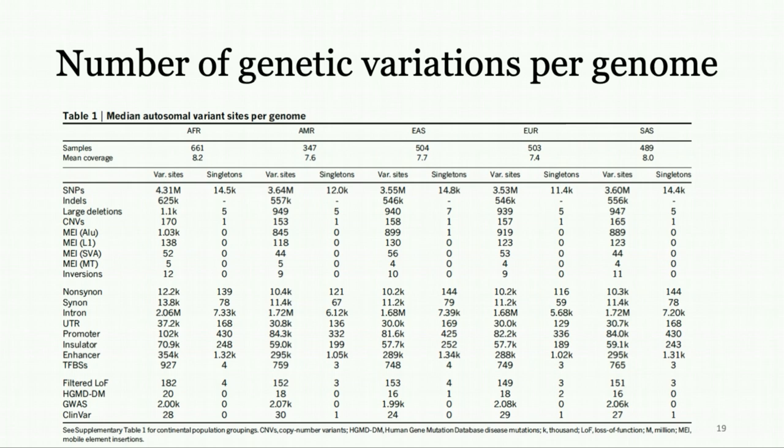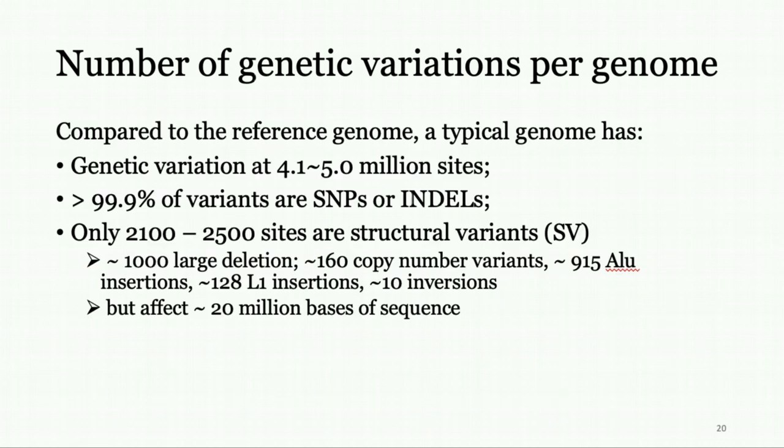So this is the number I was talking about. If we compare a genome to a reference genome, typically you can find about 4 to 5 million variants. Remember that the variant we are talking about here could be homozygote, where both alleles are different from the reference genome, or it could be heterozygote.